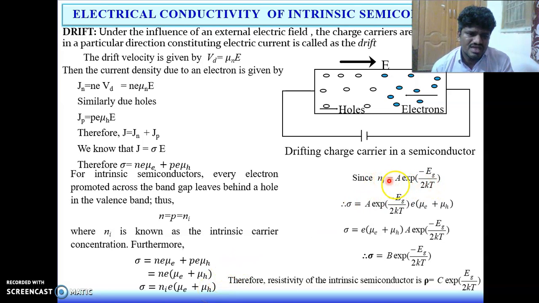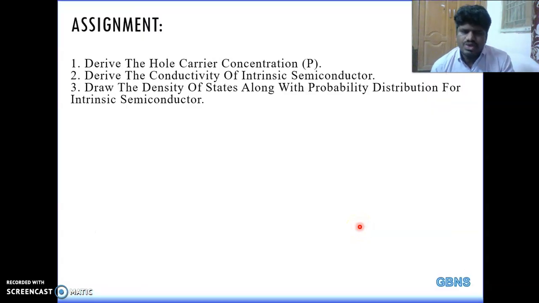Since we know that ni is equal to A exponential minus Eg by 2kT, by substituting this value, after simplification, we can get the electrical conductivity is equal to B exponential minus Eg by 2kT, and resistivity will be ρ is equal to C exponential Eg by 2kT. Okay. So in this session we have discussed the intrinsic semiconductor, types of semiconductors, density of holes, density of electrons, derivations, and also electrical conductivity of the intrinsic semiconductor.